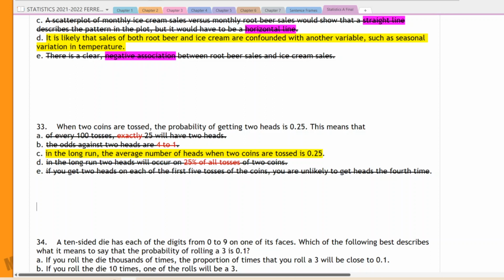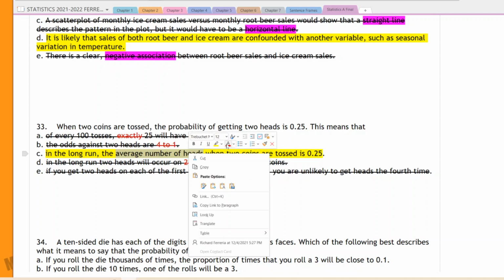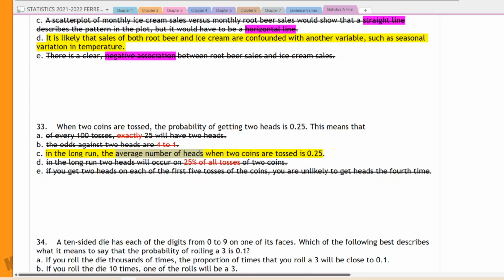Letter C. And I'm looking through this, and I'm going to have to eat my words here. The average number of heads right here makes this one kind of suspect, because it's actually the proportion of heads that is 0.25, not the number of heads. So actually C is wrong too. So I'm going to take a look at these again.